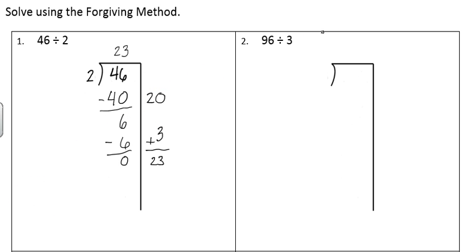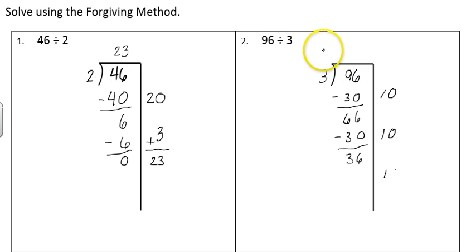Let's look at the next problem. Here I have 96 divided by 3. And let's look at different ways that students could solve this problem. Again, they might start off by taking 10 groups of 3 at a time. So I would start with 30, subtract that, which leaves 66. And I could take another 10 groups of 3 out, which leaves 36. And then one more group of 3, which leaves 6.